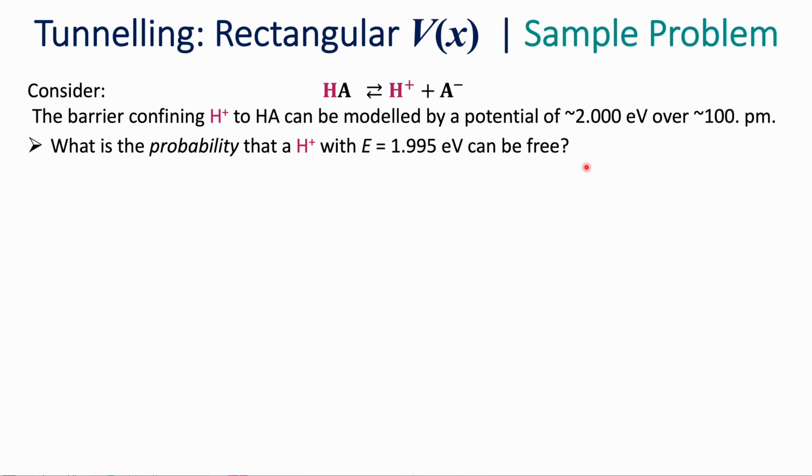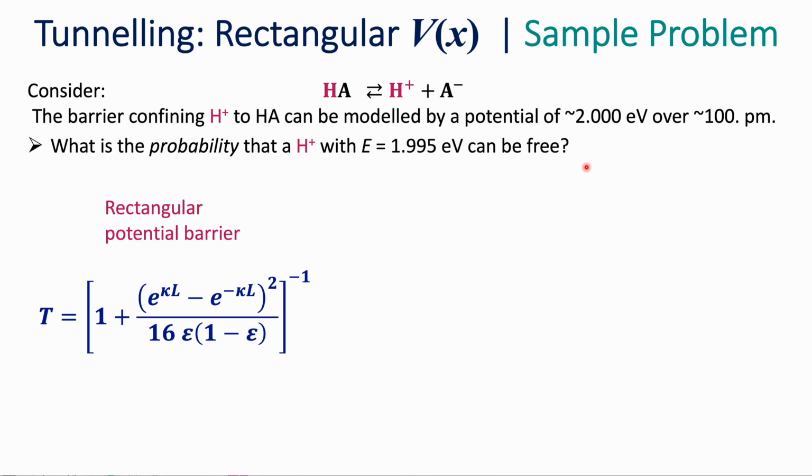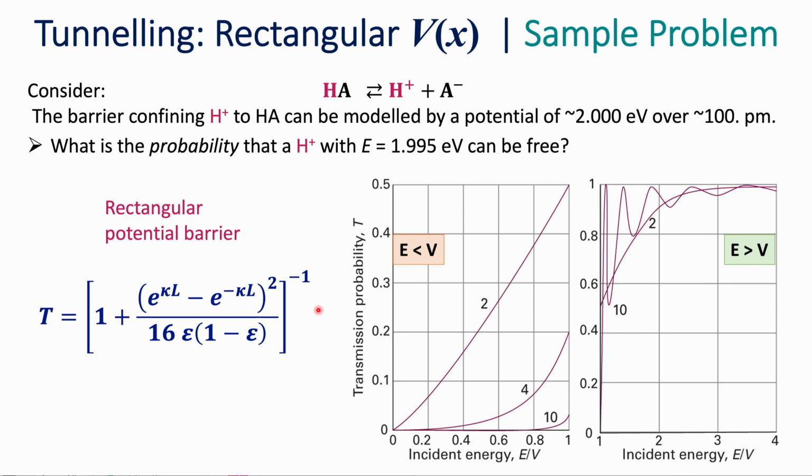So obviously, this is a simplification of the model, but it's going to give us an idea of how tunneling is applied in these kinds of proton transfer reactions. So the first thing that we have to think about is, we're going to be using this rectangular potential barrier. We know what the formula for that transmission probability is. We have to go into a little bit of the details of the equations. For example, what is this kappa, what is this epsilon, what is this L, and so on. And that's what we have to discuss in this video.